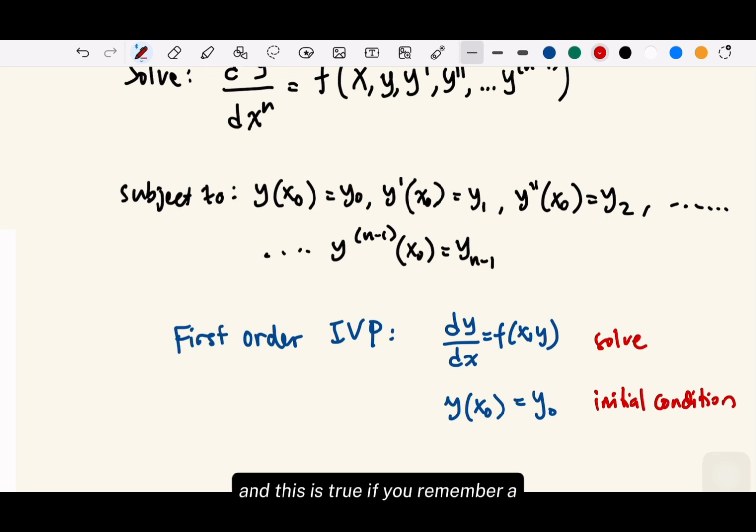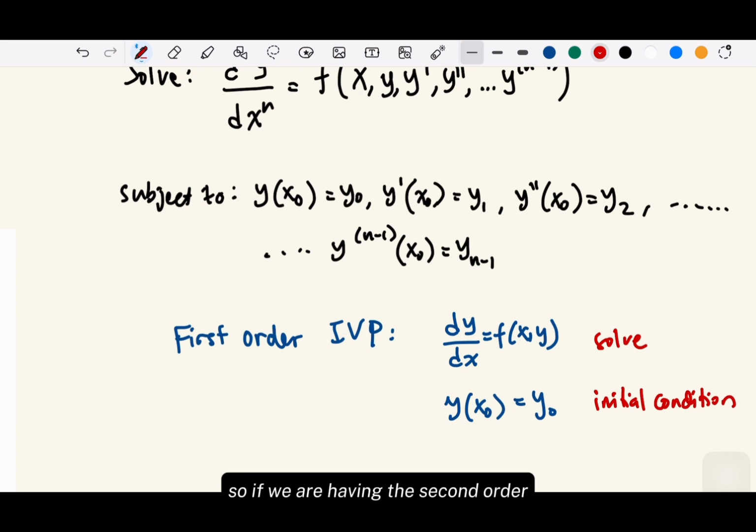And this is true. If you remember, when you integrate something, you have the plus constant, right? At least. But if you integrate twice, you have two constants. So you need to have two. So if we increase the order, then we need to have two initial conditions. Okay? You get that logic?